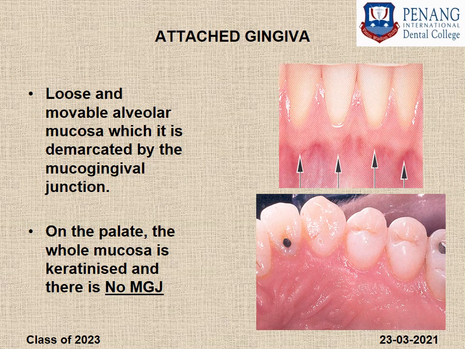So coming on to attached gingiva. As I told you, the area between your attached gingiva and your alveolar mucosa is separated by this mucogingival line, which you can see very well on the tooth surface. This is generally on the labial aspects of the teeth, but on the palatal aspects, that is on the upper teeth, the whole palate or the whole mucosa is keratinized, and there is as such no mucogingival junction as seen on the labial sides.